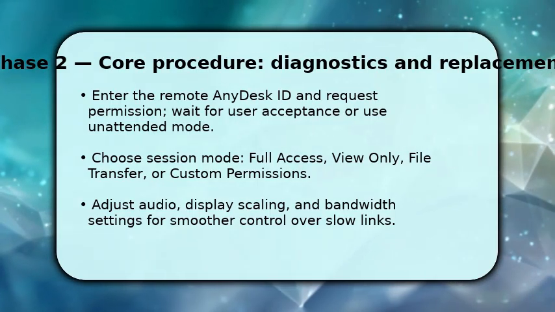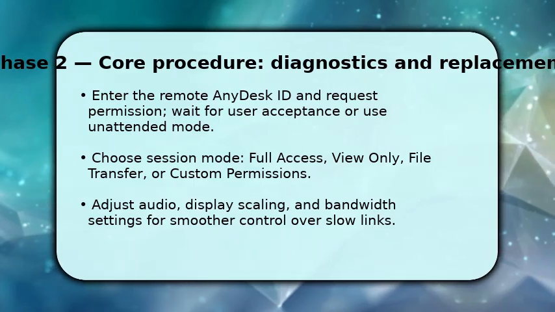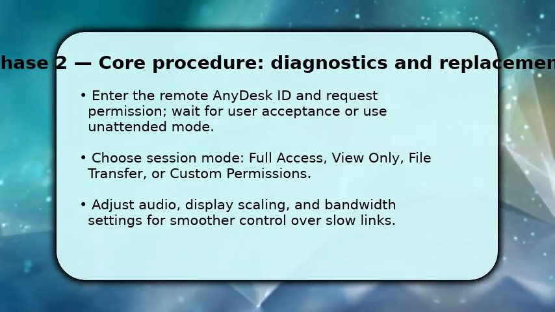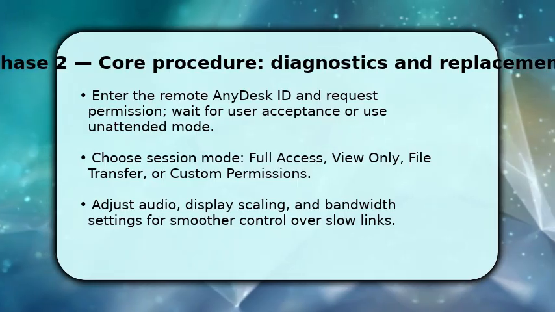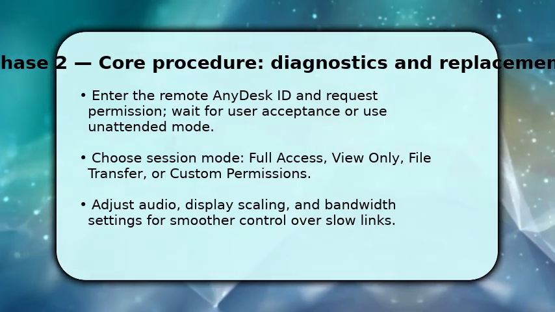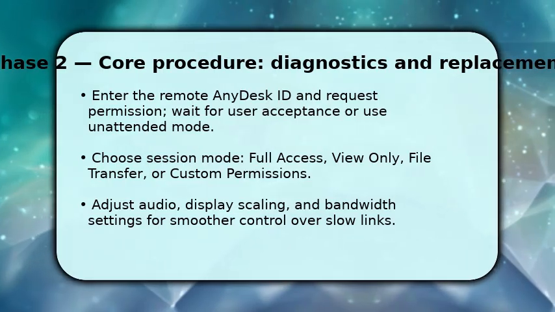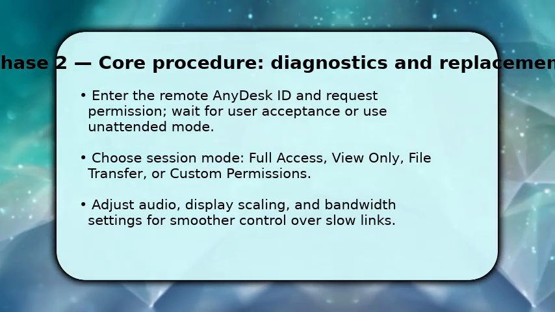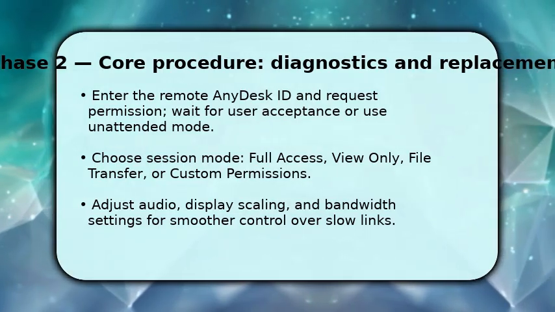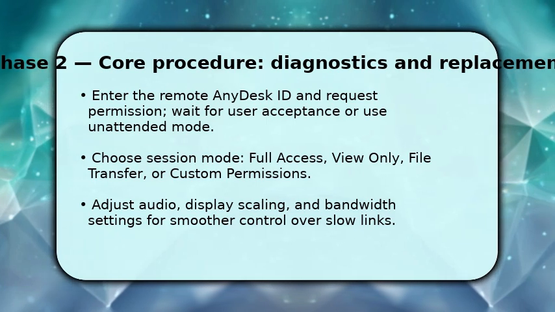Once connected, pick the appropriate mode: full access to control, view only to observe, or file transfer for copying data, because permissions determine what you can do. Then, tweak audio, display scaling, and bandwidth settings to balance responsiveness versus image quality, especially on slower internet.